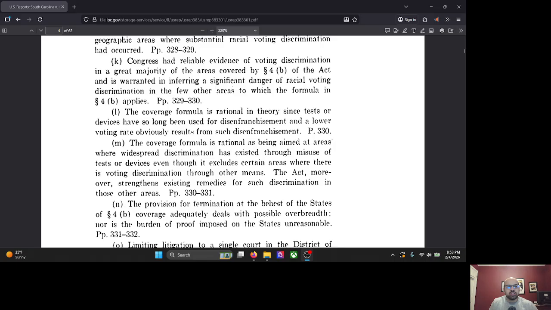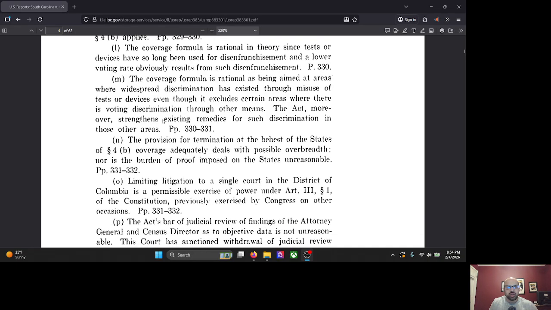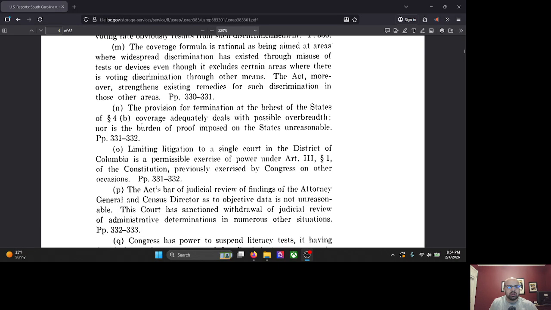The coverage formula is rational in theory since tests or devices have so long been used for disenfranchisement, and a lower voting rate obviously results from such disenfranchisement. The coverage formula is rational at being aimed at areas where widespread discrimination has existed through misuse of tests or devices, even though it excludes certain areas where there is voting discrimination through other means. The Act, moreover, strengthens existing remedies for such discrimination in those other areas.